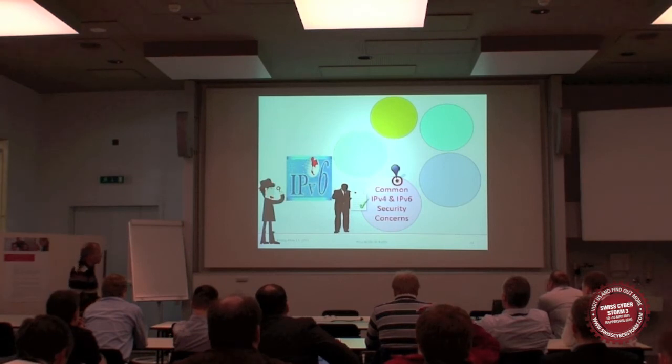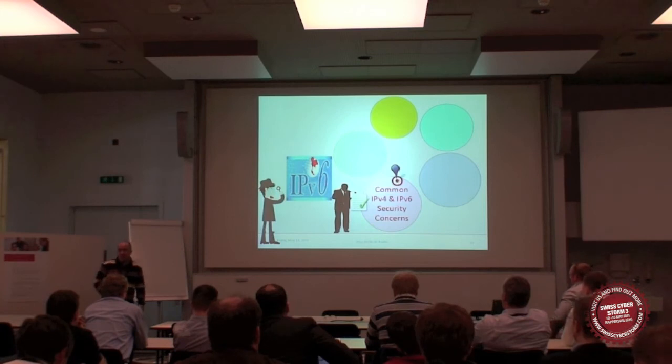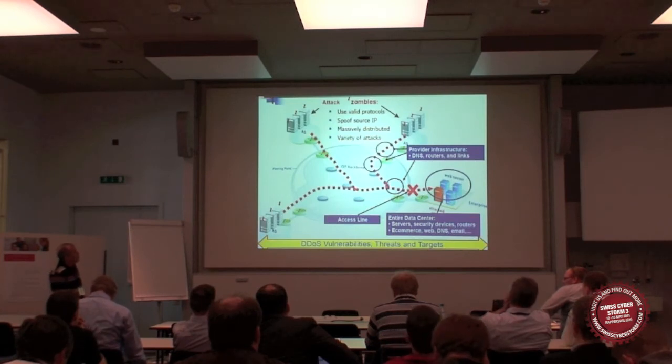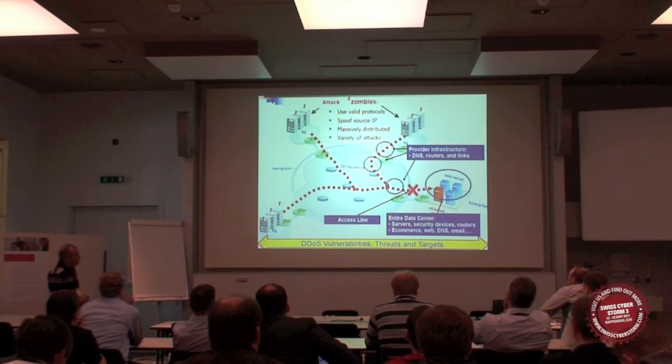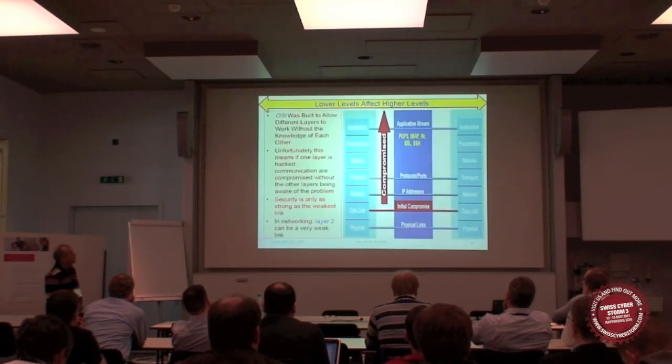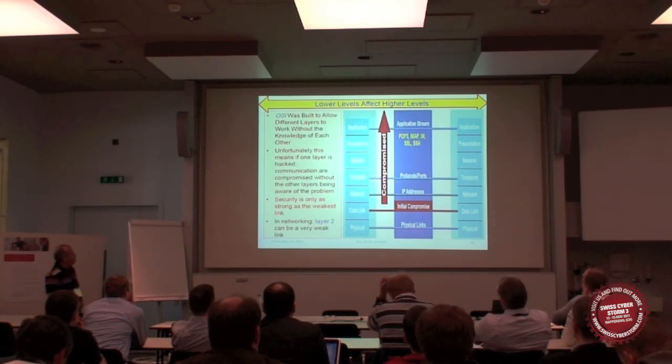Now, let's go to the second part. What are the common IPv4 and IPv6 security concerns? There are common security concerns between both protocols. Here is just a simulation and a snapshot of everyday attacks, especially the zombies, the botnet movements, and the denial of service attacks. So, the lower layer affects the higher layers. You see, this is the OSI model we have.